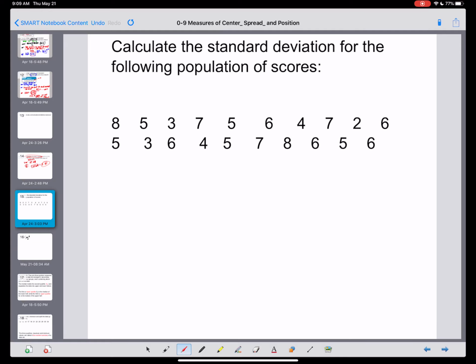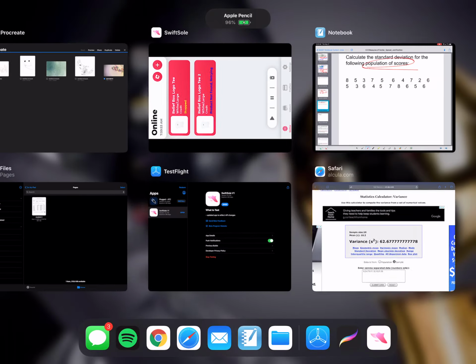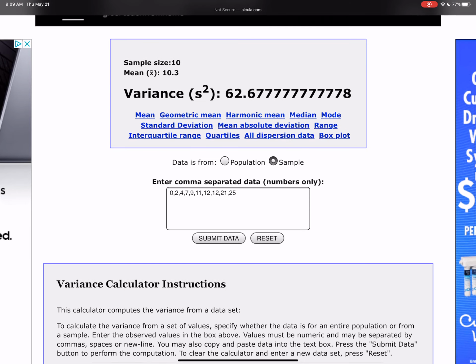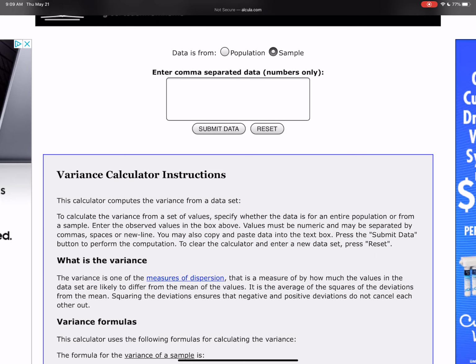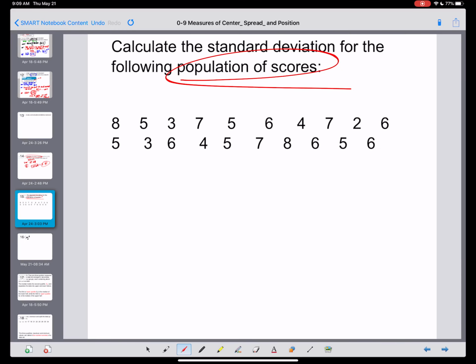Here I'm doing a population of scores. So now I'm talking about population. Back here, I'm going to reset, and I'm going to make sure I click population now. Then I'm going to do the same thing. This time it does ask for standard deviation, so make sure that you're square rooting your number. Got that? Make sure that you're square rooting your number.